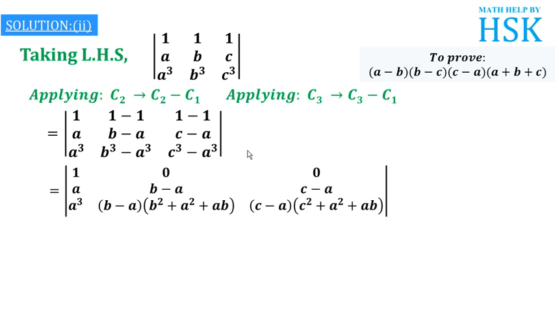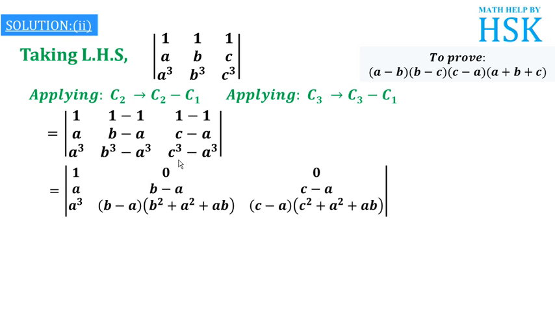So this will be equal to 1 a cube, 0, b minus a, and on factorizing b cube minus a cube, I am going to get b minus a into b square plus ab plus a square. And similarly, c cube minus a cube can be written as c minus a into c square plus ca plus a square, and these two values, 1 minus 1 is 0, and c minus a as it is.